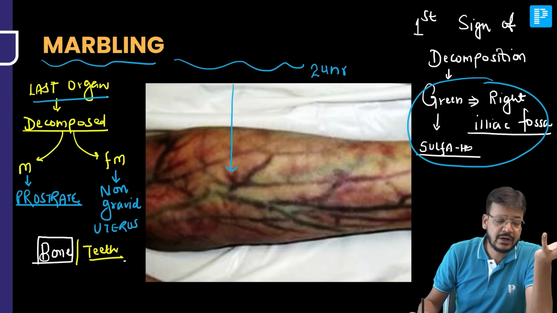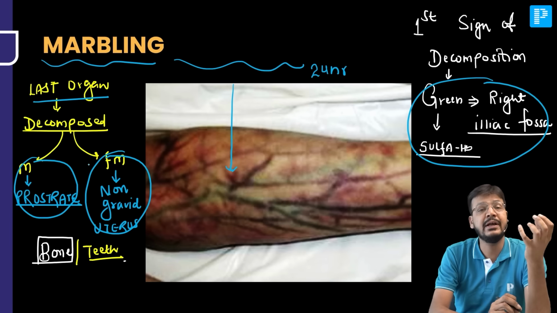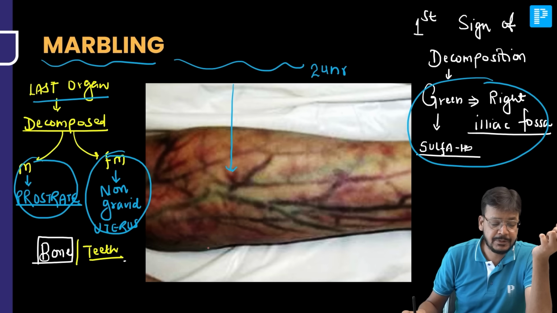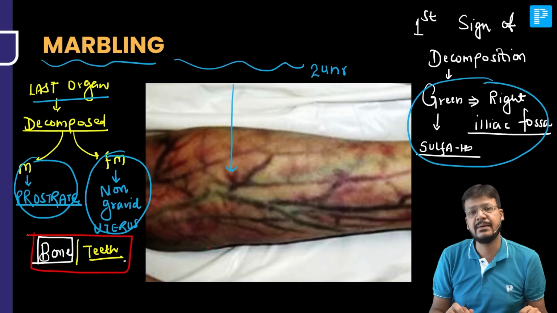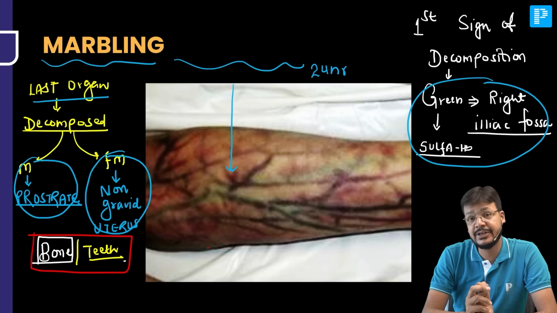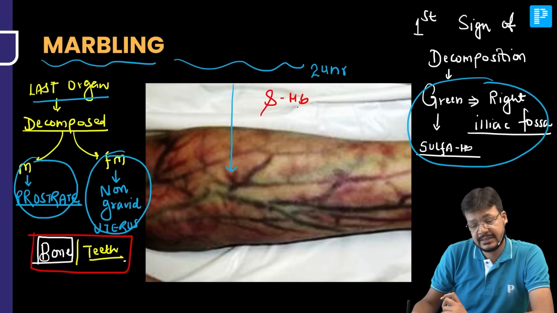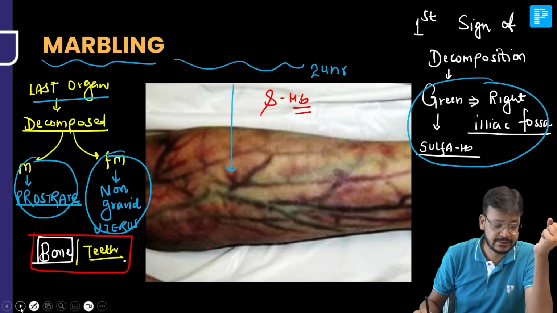The last organ to be decomposed in male is prostate, and in female it is the non-gravid uterus. But if male and female are not asked, then you will keep the answer bone or teeth. Okay, so these are some questions of the decomposition, but this picture is marbling, which starts in 24 hours. Again, the pigment responsible is sulfhemoglobin. Maximum marbling is seen in 36 to 48 hours.